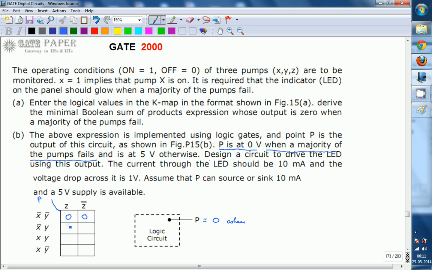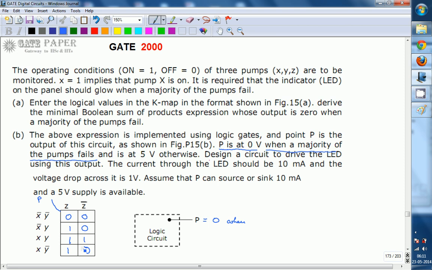X bar y z, the pump won't fail, that is nothing but 1. X bar y z bar, that is again 0. X y z, it is 1. X y z bar, it is 1. X y bar z, it is 1. And x y bar z bar, it is 0. So this is what we are going to get. This is the K-map for the above problem condition.